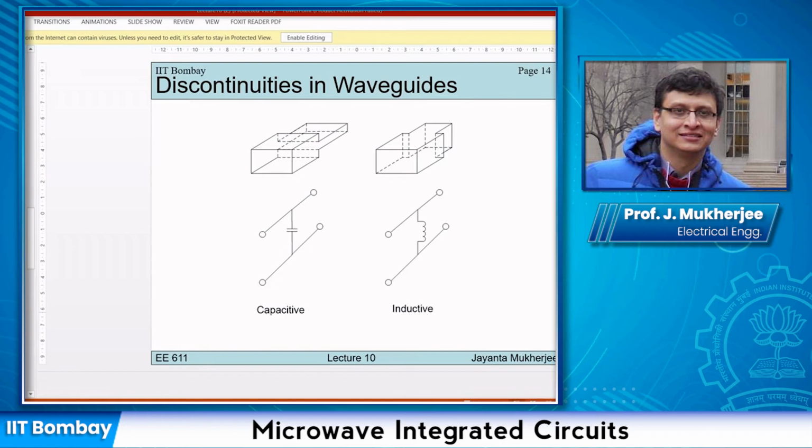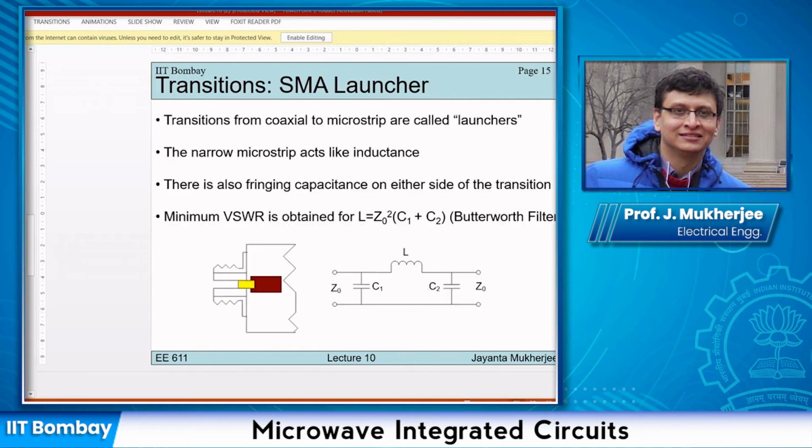Okay, the next two-port network is what we call transitions. That is, they connect one kind of waveguide to another kind of waveguide.